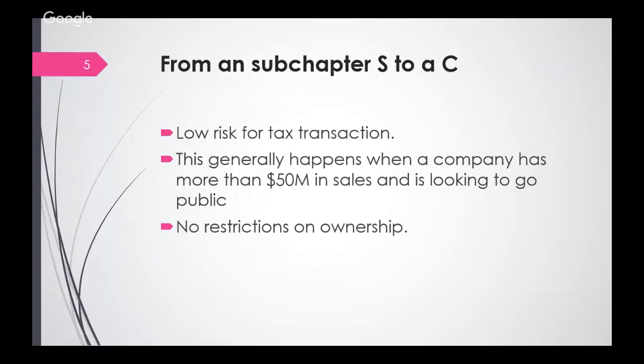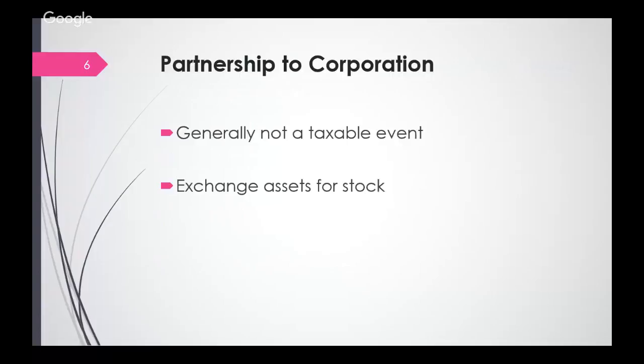It generally happens, though, when you would make this conversion, when a company has more than 50 million in sales or revenue, and they're looking to potentially go public. So if you have a corporation that you think you may take public at some point in time, or your board of directors does, and you are a subchapter S, you do need to look at the possibility of converting to a C. And again, is there a tax effect to that transaction? But look, with a C corporation, there's no restrictions on ownership.